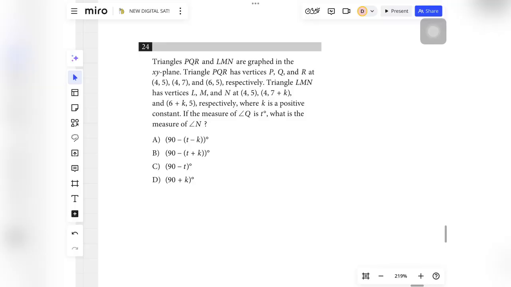Question 24. Triangles PQR and LMN are graphed in the XY plane. Triangle PQR has vertices P, Q, and R, of course, at (4, 5), (4, 7), and (6, 5), respectively. Triangle LMN has vertices L, M, and N at (4, 5), (4, 7 + k), and (6 + k, 5), respectively, where k is a positive constant. If the measure of angle Q is t degrees, what's the measure of angle N?